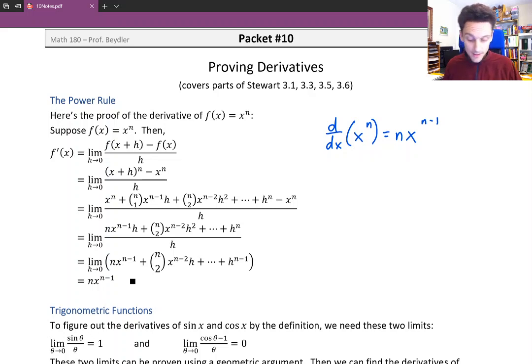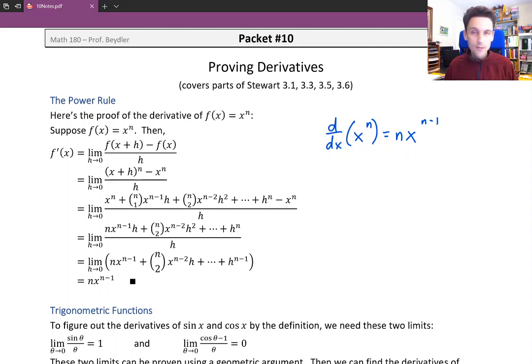So it turns out that the expansion, if you remember the binomial theorem, is the first term raised to the n plus, and then this special notation is n choose 1, n choose 1. You might remember this being the second entry of a row of Pascal's triangle.